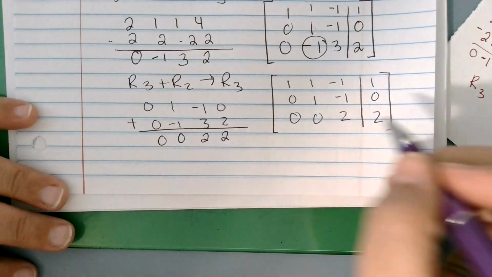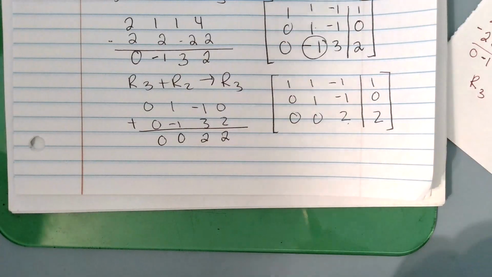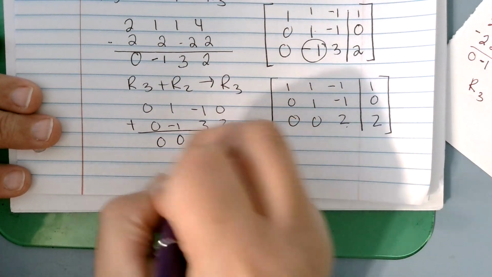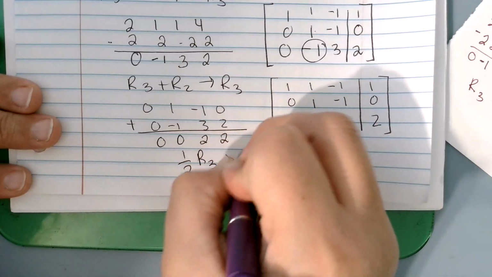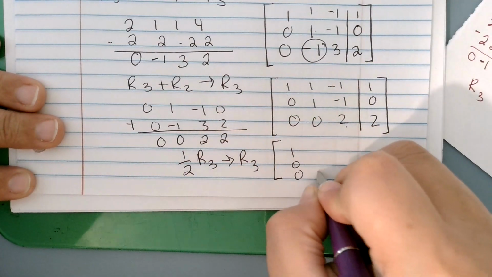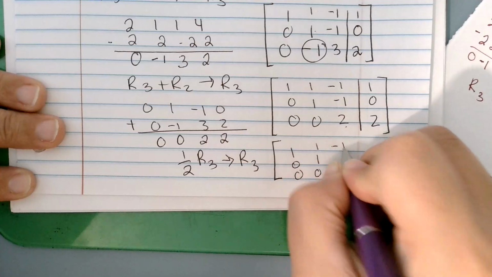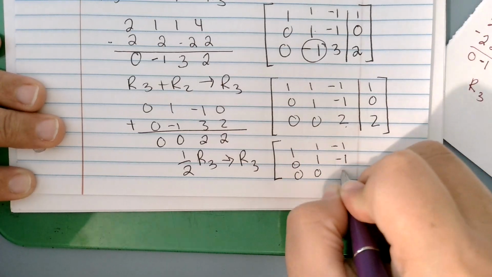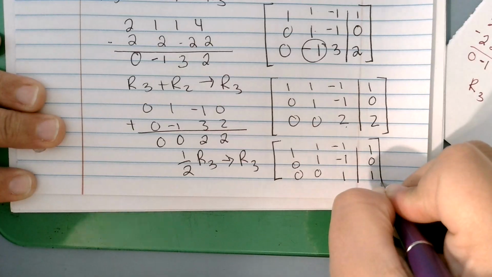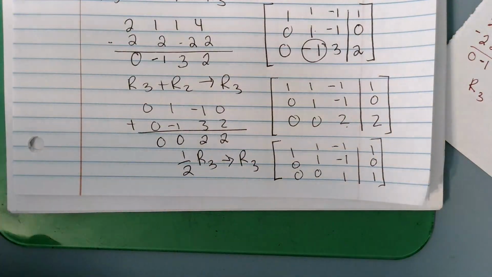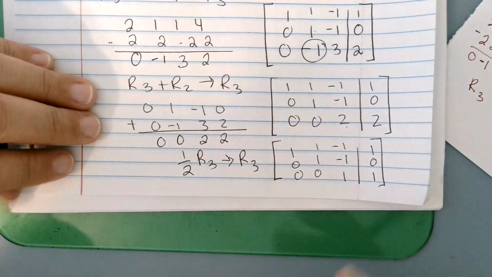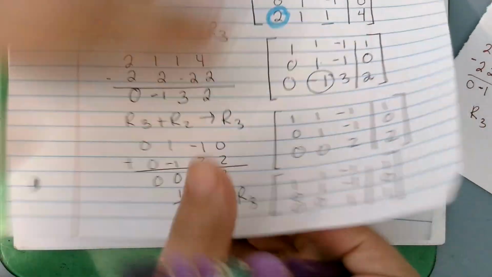Okay, so we want this 2 to be a 1, and they're both 2's, so it's not going to make a fraction. I'm going to do half of row 3 and replace row 3. So that gives me 1, 1, negative 1, 1, then 0, 1, negative 1, 0. Sorry, I read that all out of order if you were writing with me. My bottom row is 0, 0, 1, 1. That's the only thing that changed. I copied down the rest. Now this gives us our answer. I ran out of space again, so I'm going to pull another page.